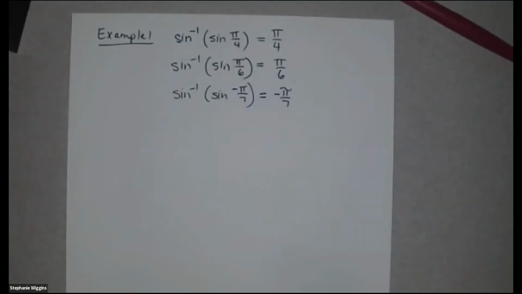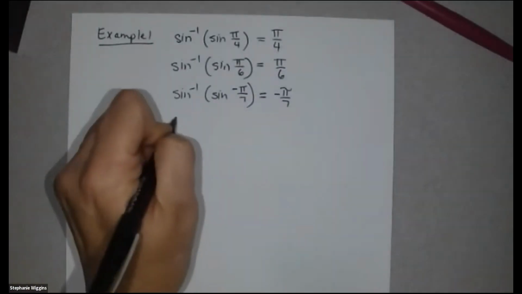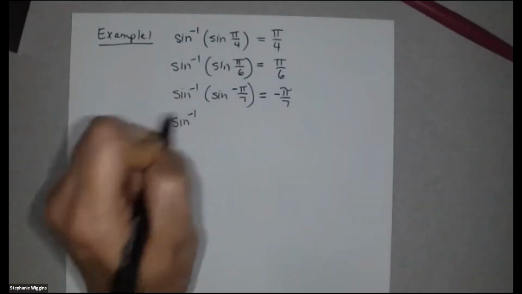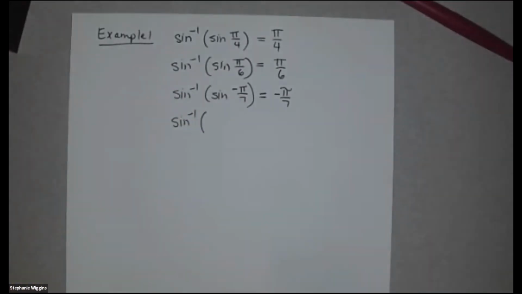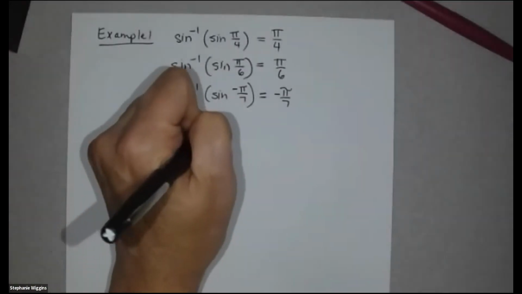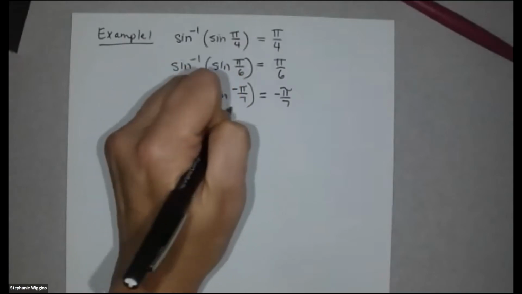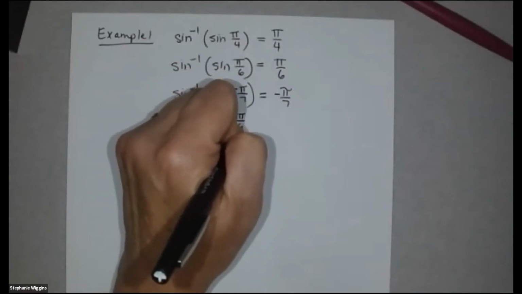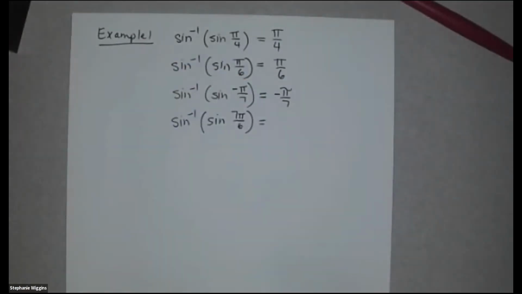Everything's working great until, there's always got to be a catch, right? Until you get to this spot right here. I had to put a catch in here somewhere. 7 pi over 6. Okay, what is that? Well, I'll tell you right now, it's not 7 pi over 6. Why? Well, because going back to Desmos, let's think about this for a minute.